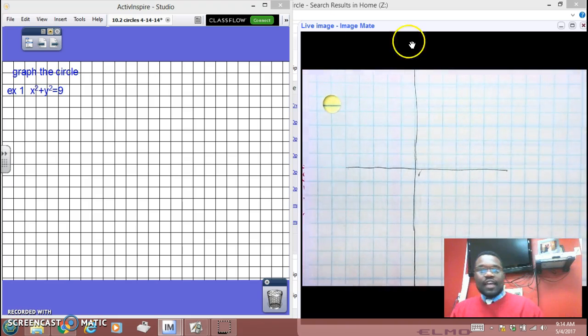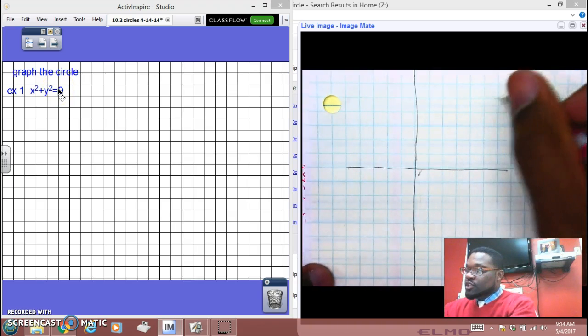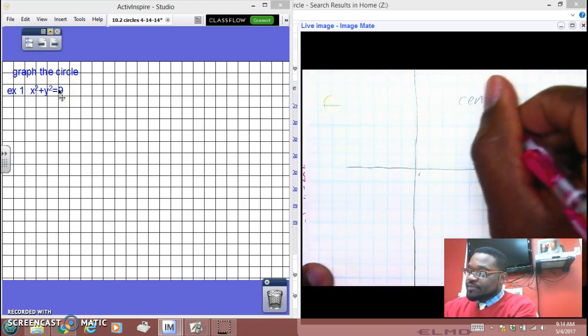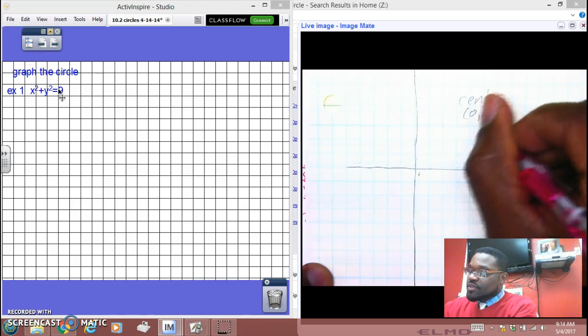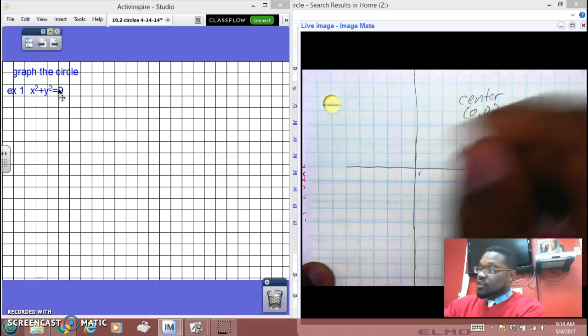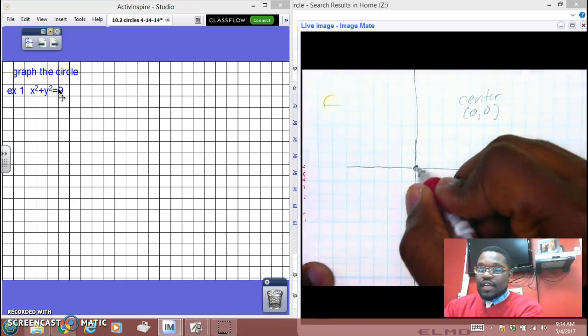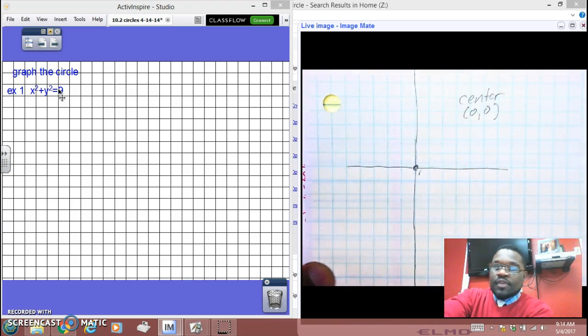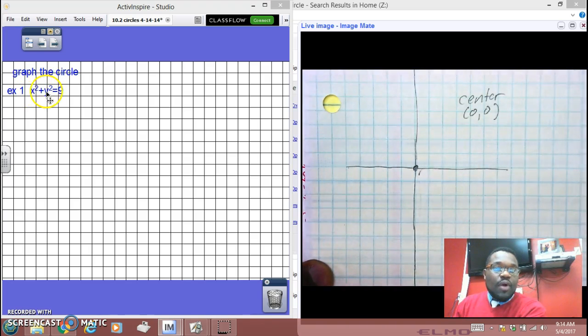I'm going to graph x squared plus y squared equals 9. The first thing we need to know is what's the center. Okay? The center is 0, 0. That's the point 0, 0. Or, in other words, it's called the origin. So here's the center right here. Alright? So how do I know that the origin is 0, 0? Because it's just x squared and y squared.